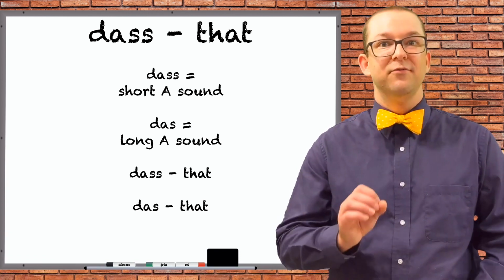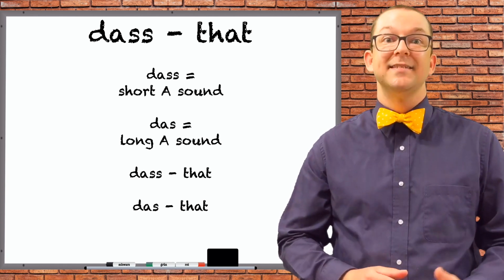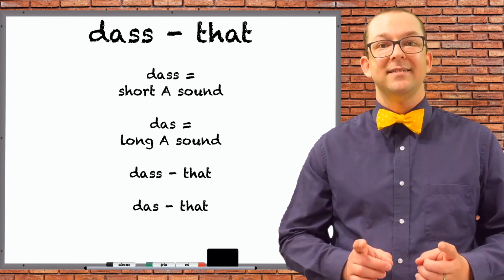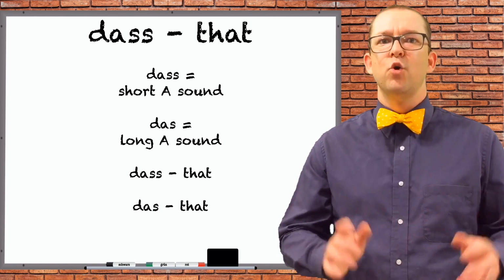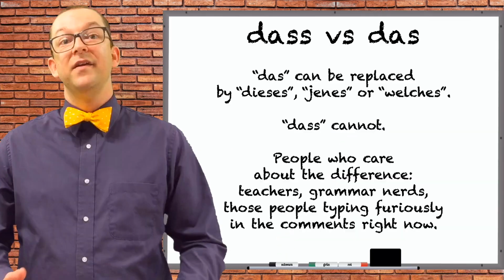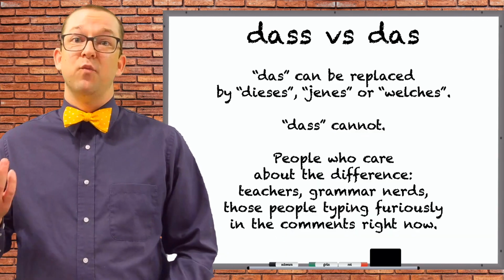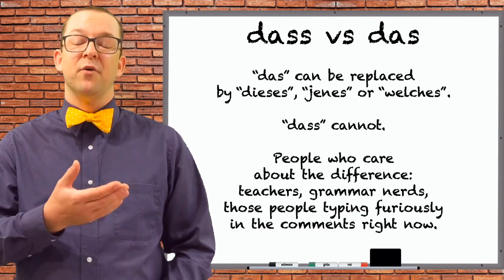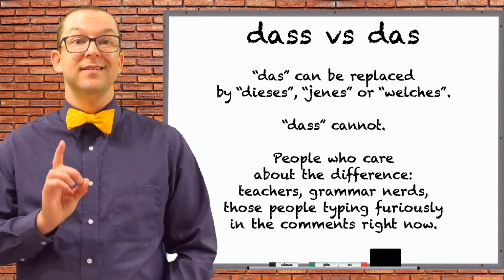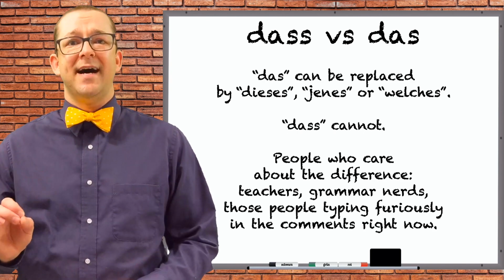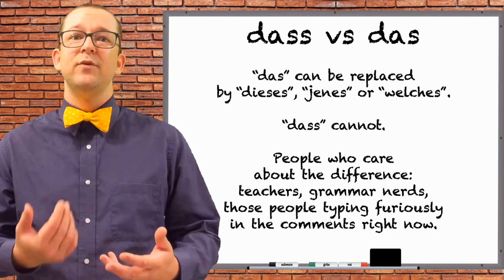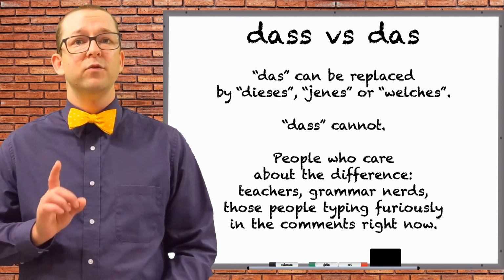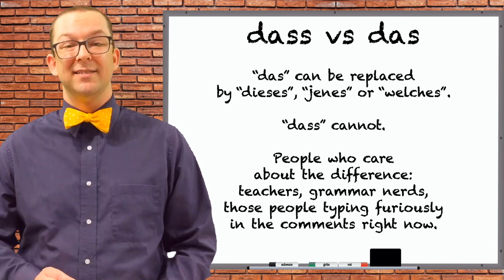When writing, however, the difference is an important one to make, as they mean different things. Dass means that, while das means that. See? Totally different, not confusing at all. The easy version is that das, with one s, refers back to a noun, while dass, with two s's, does not. You can replace das, with one s, with dieses, jenes, or welches, and it would still make sense. If one of those words doesn't work, you need two s's.